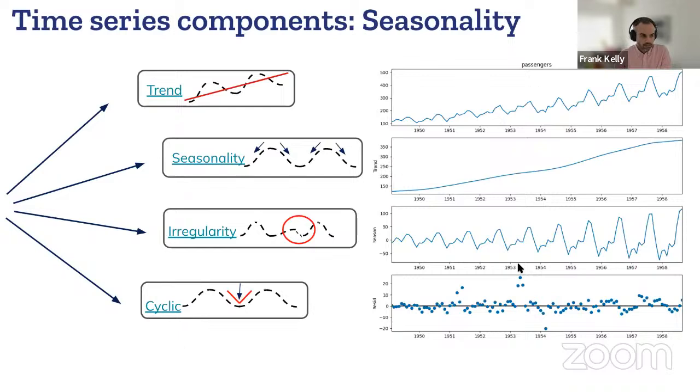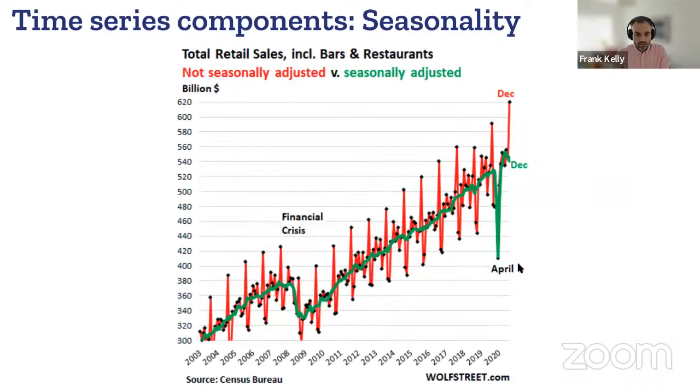The next thing to think about is seasonality. It's a very important component. This refers to the regular fluctuations that occur within a specific time frame. Think of daily, weekly, monthly, or yearly. For example, retail sales will exhibit some seasonality. You've got higher sales during the holiday season and lower sales in other months.